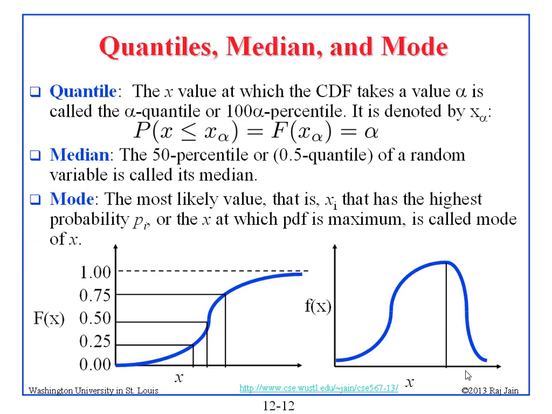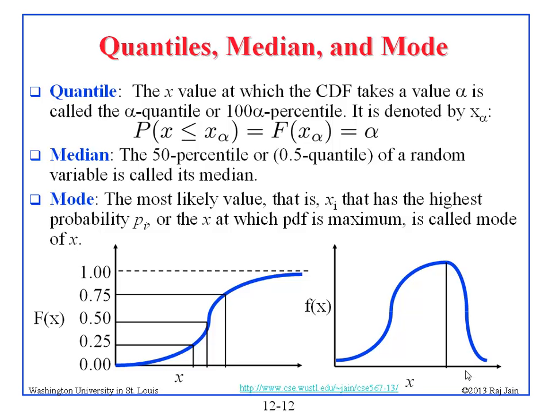Then we move on to the next concept called quantiles. The quantile is like percentile. You all have heard of percentile. The real statistical term is quantile. The quantile is measured between 0 and 1. So when we say 0.9 quantile, we mean 90th percentile.